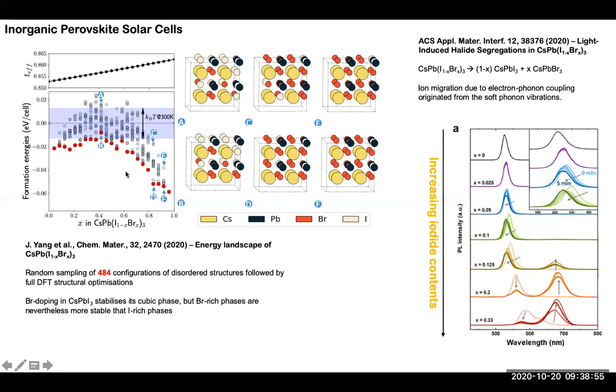Okay. Yeah. Thanks, Jack. Typically, this happens with soft modes, so they are occurring at low energy. Okay. Yeah.